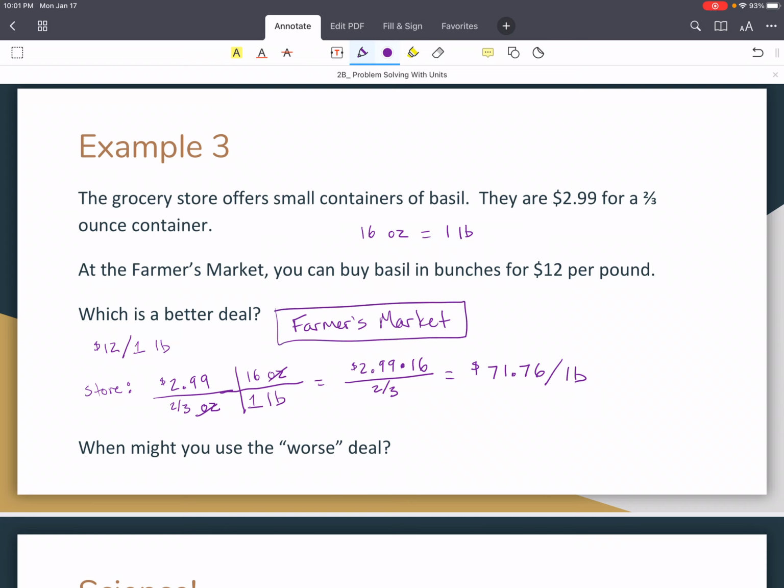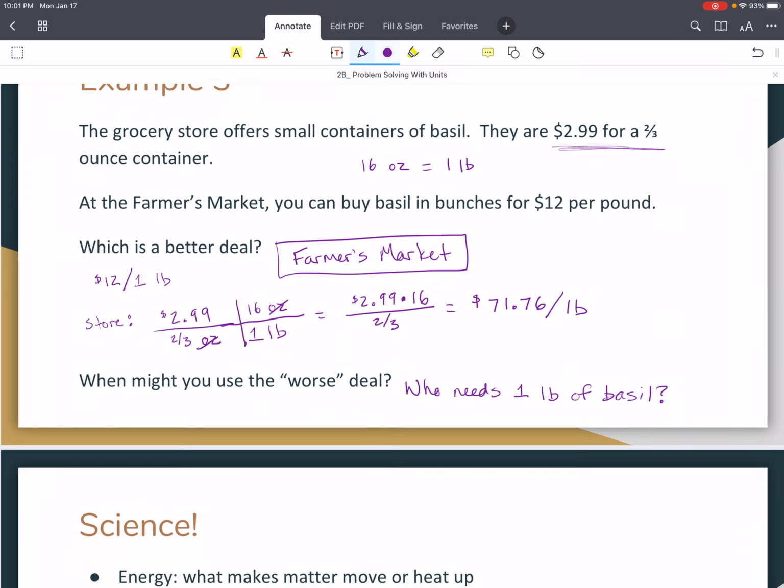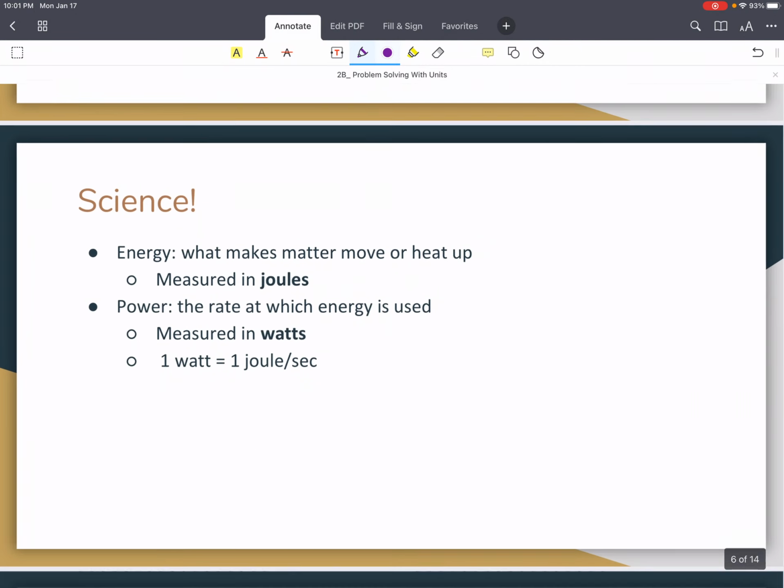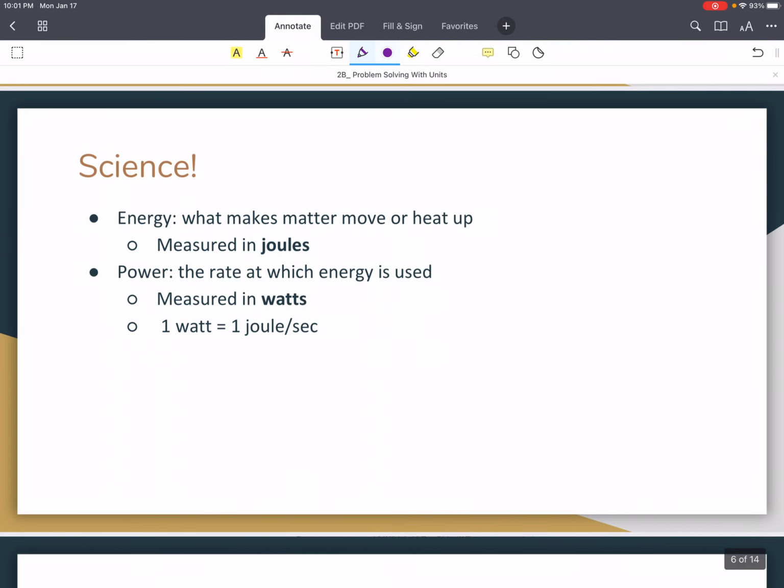But let's talk about practicality. When might you use the worst deal? Here's the big question. Who needs a pound of basil? Really, though. You do this all the time, turns out, for all of your spice containers, because you just don't need that much. Okay, we're going to talk about more conversions.